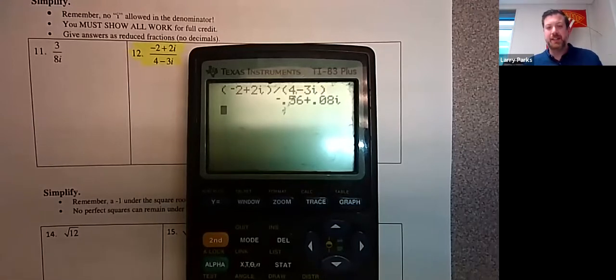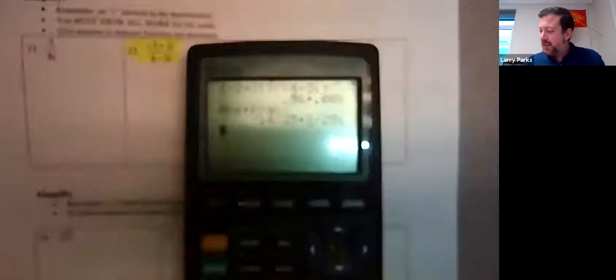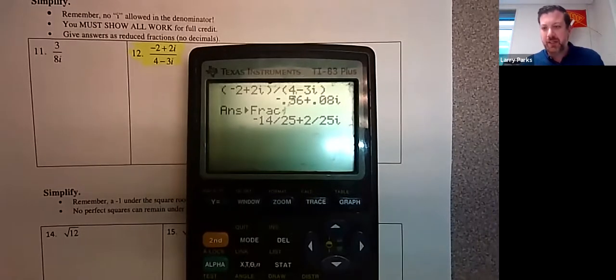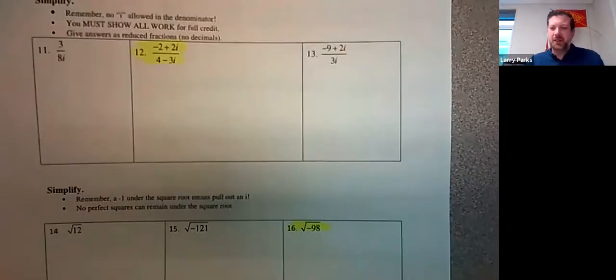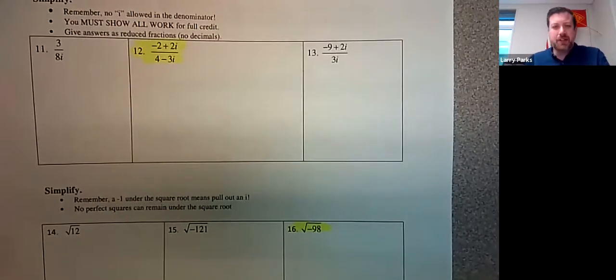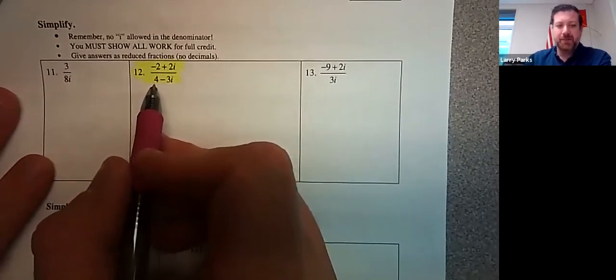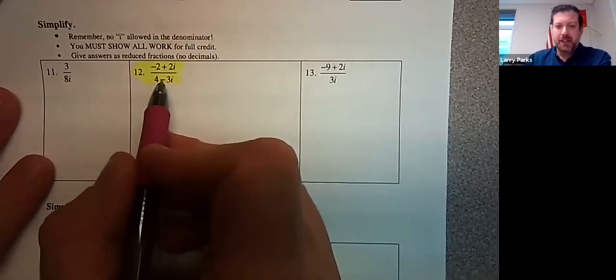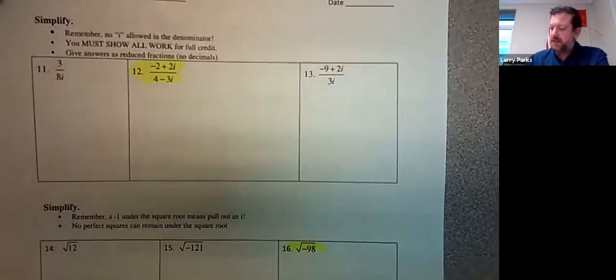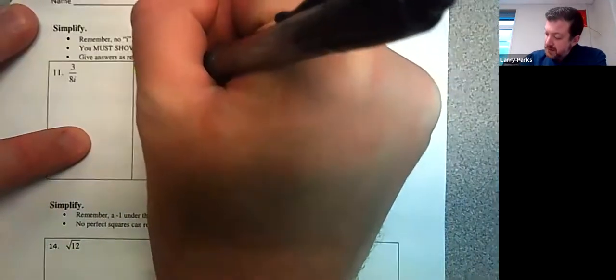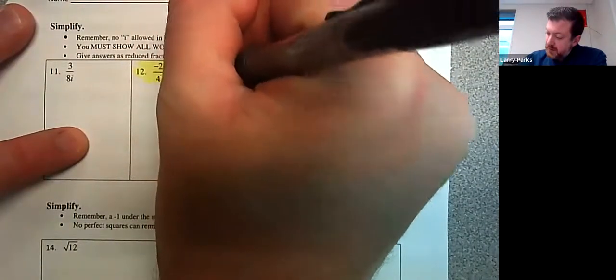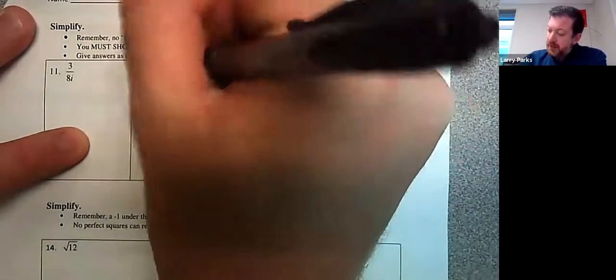But if I type that in, we can see, and then I can change that to a fraction, math, enter, enter. And so I already know the answer is negative 14/25 plus 2/25 i. And I would say these are probably the most difficult imaginary ones to work through. What do you do? You try to get rid of the i. You multiply by what's called a complex conjugate. So if this is 4 minus 3i, you multiply by 4 plus 3i, numerator and denominator.